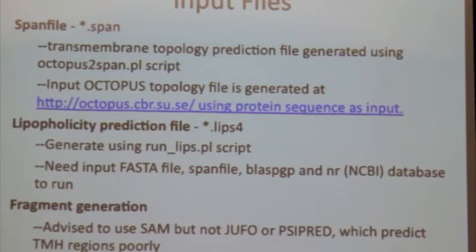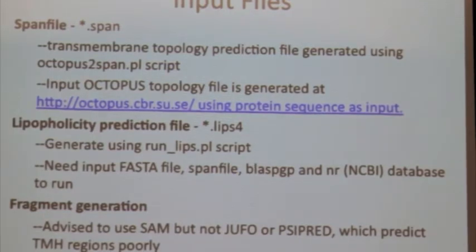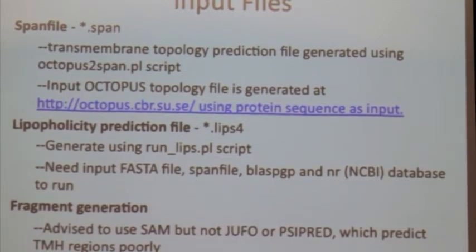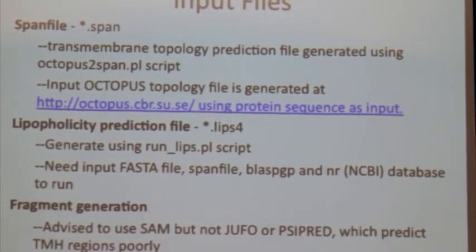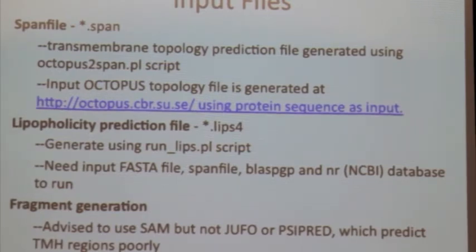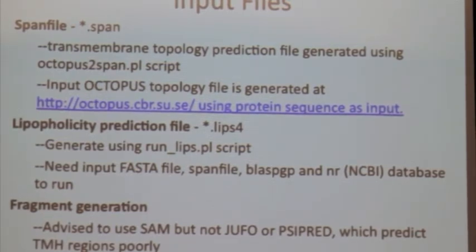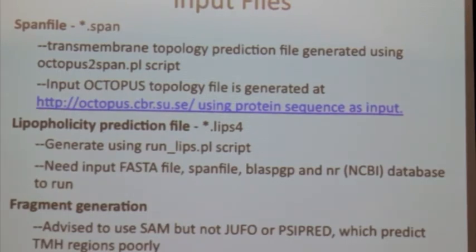And you also can put in this lipophilicity file, and this helps Rosetta orient the helices relative to each other, so that the correct residues are facing the lipids versus facing the core of the protein, things like that. But you'll need to have BLAST installed in order to do that. We're not actually doing that today, but this LIPS file is provided for you. And then, again, you'll have to generate your fragments. They recommend only using SAM.